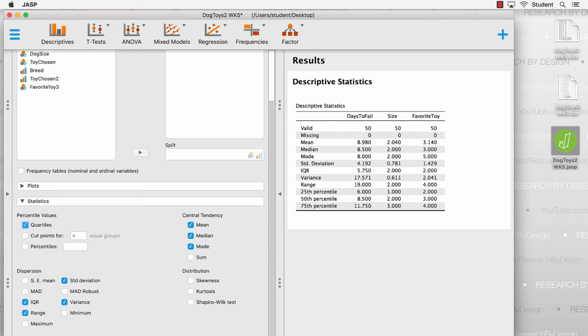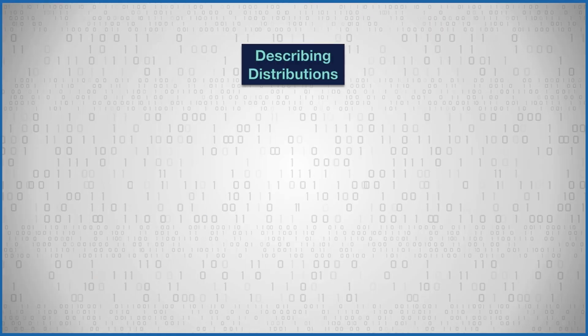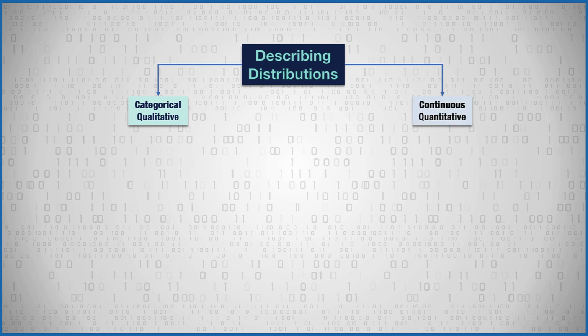I want to wrap up with a summary of what we have learned. The whole point of this lecture has been describing distributions. You recall that we have categorical data, which would be nominal and ordinal, also called qualitative data, and we have continuous data, also called quantitative or numeric data. For our categorical variables, the measures of location that we would choose, we would use the mode for nominal variables, and we would use the median for ordinal variables.